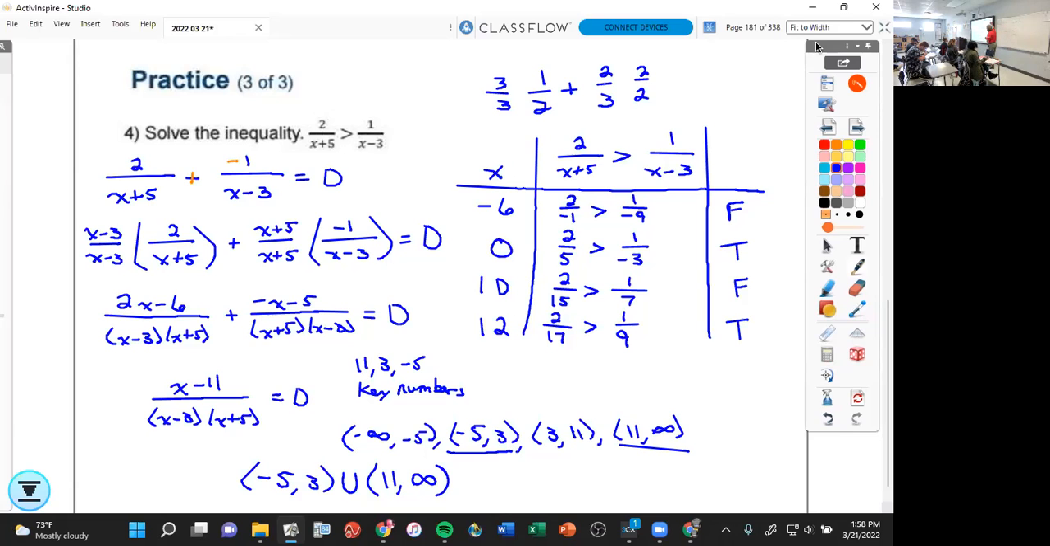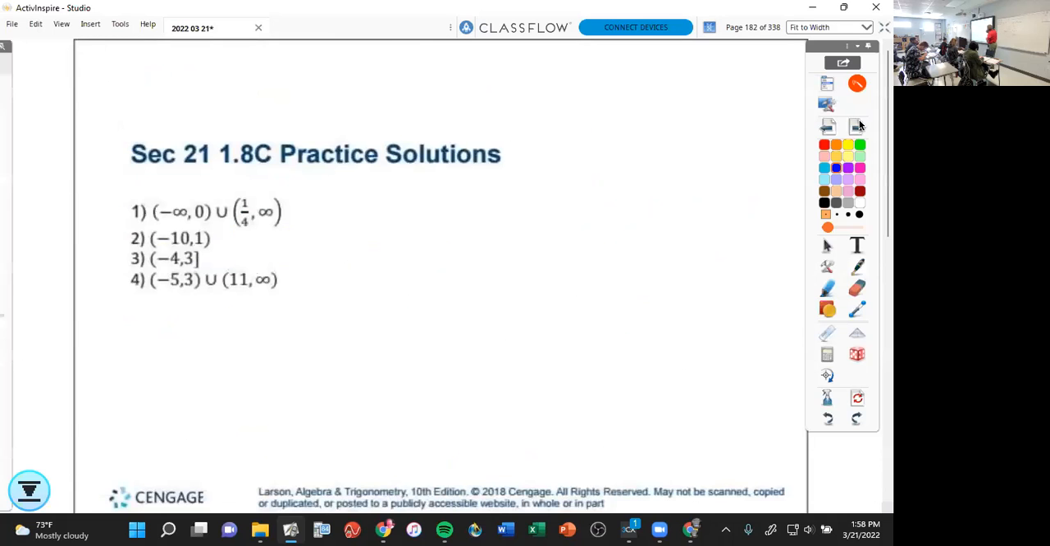And the next slide is going to be the answers to the practice problems. Y'all have all 4 of these practice problems, but I just did the hardest 3 of the 4. And there's the answers to all of them. And folks, that's it for 1.8C.